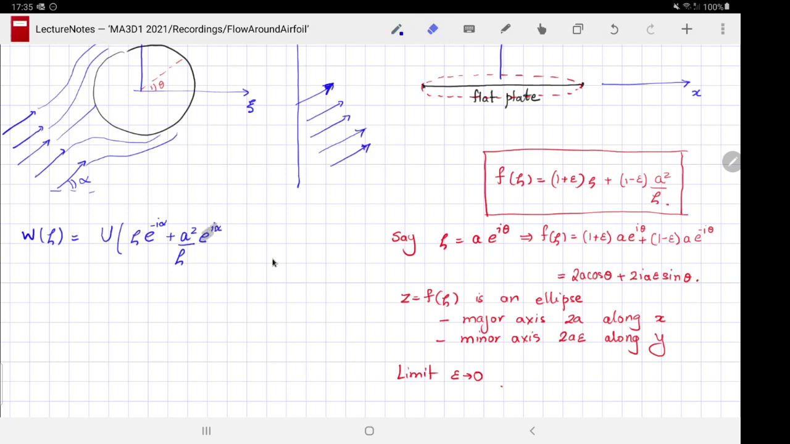Really, what I should write is zeta e to the minus i alpha. Wherever a zeta appears, zeta e to the minus i alpha, because what it just says is let's rotate the whole plane by an angle minus alpha so that the flow will appear to come from an angle plus alpha. Actually, let me just verify that is correct. Seems to be correct. This is what I have in the notes. So this is the complex potential in the zeta plane.